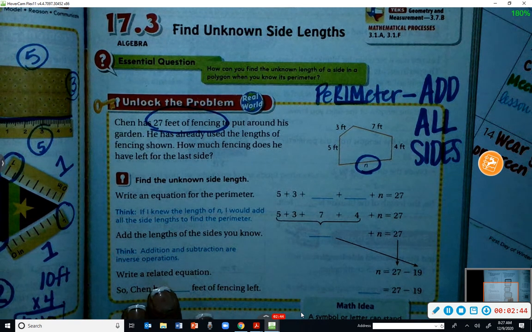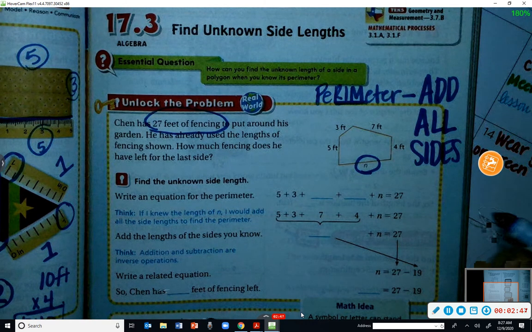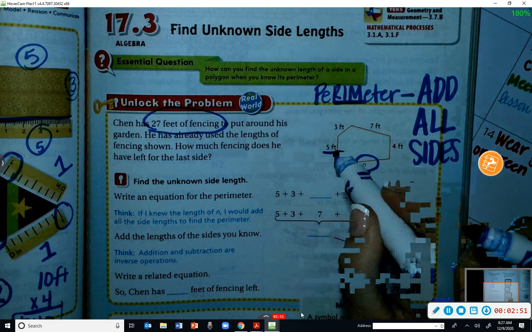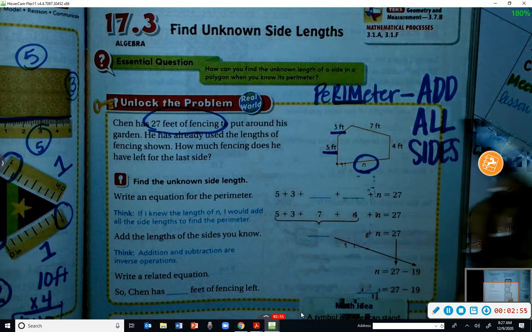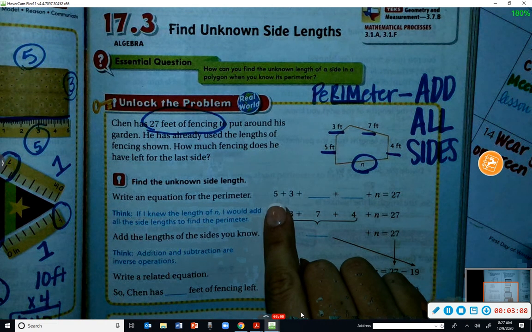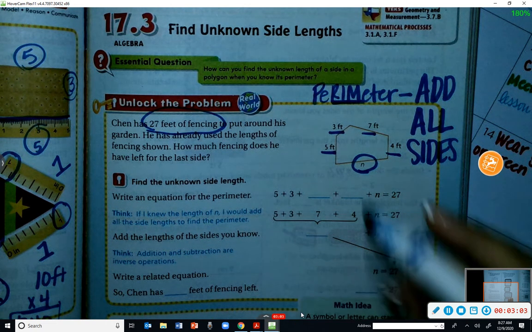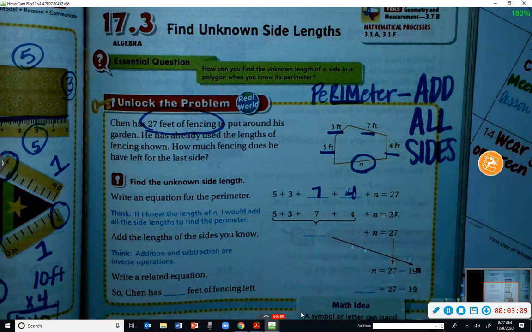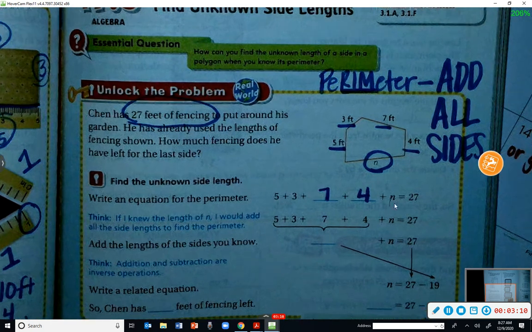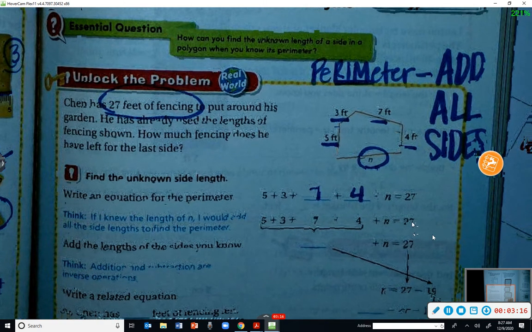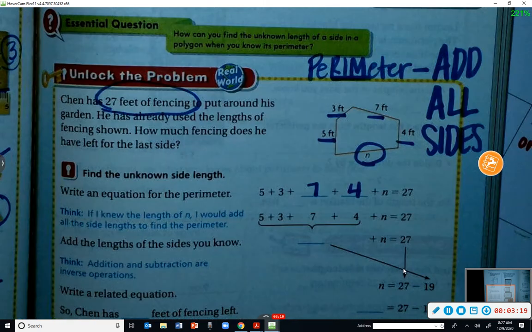So what you want to do first is add up all the sides that we already know. In this case, we have a 5, a 3, a 7, a 4. Okay, so we're going to write those numbers down and add them up first. 5, 3, 7, 4. We don't know the last side, the N. Anytime you see a letter in math, it's just standing for a number that we don't know. N is the number, but it doesn't always have to be an N. It could be an X or a Y, any letter.